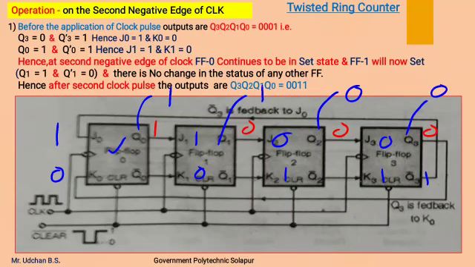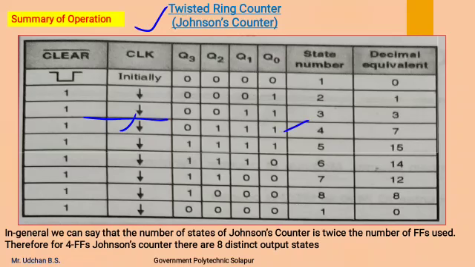In the same way, the summary of the operation is shown in this table. We have seen these two cases. For the third negative edge, what the output will be is shown in this table. We can have the outputs as shown in this table. After the 8th negative edge of the clock pulse, we will get the initial state which we have considered.